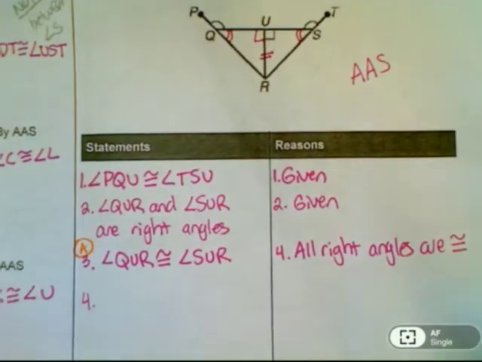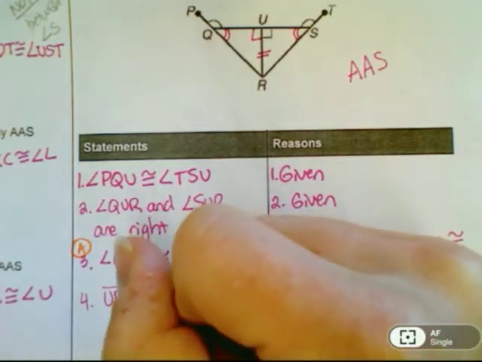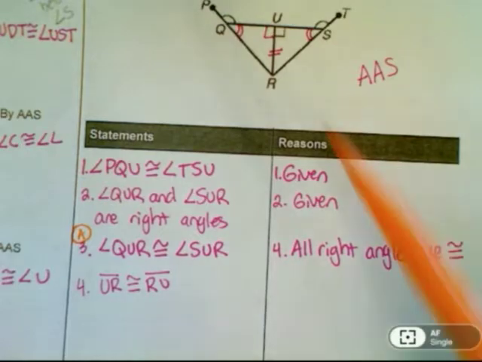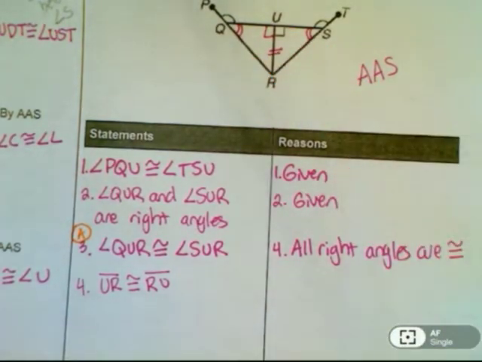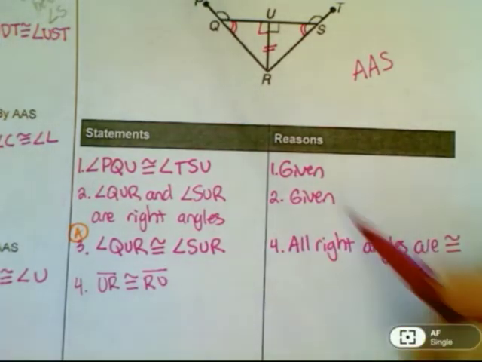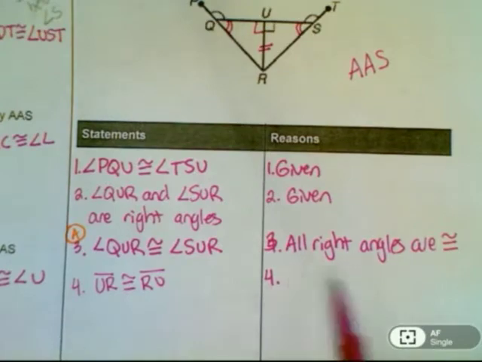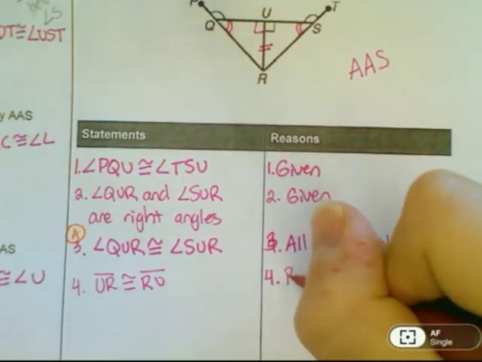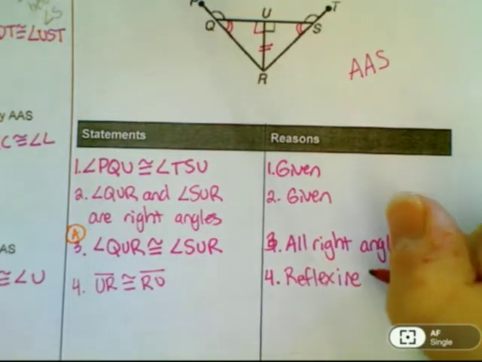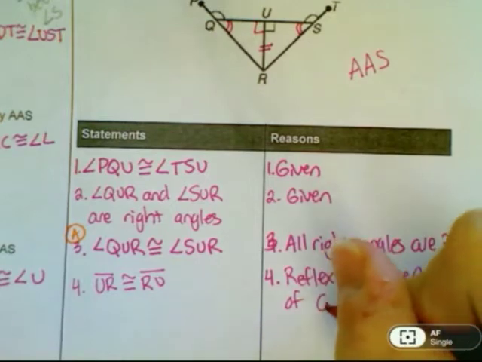I'm going to say here that side UR is congruent to side RU. And we've done this a lot of times, right? That side is in both triangles. Oh, what happened here? This should be a 3. It's totally fine if you just write same segment as the reason. But it's also good to know that the official term here is the reflexive property of congruence.